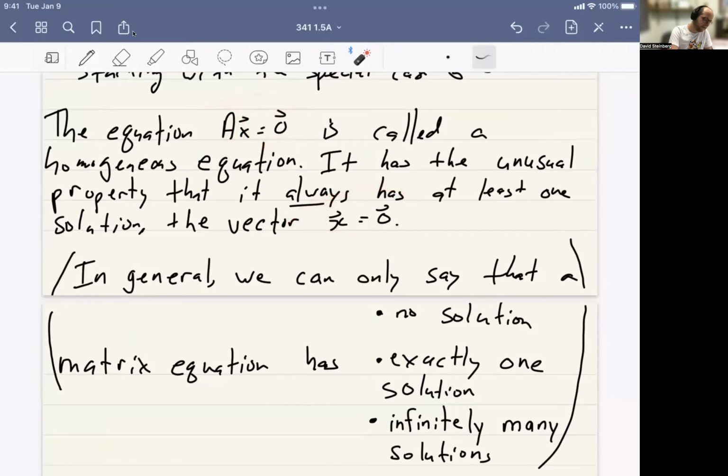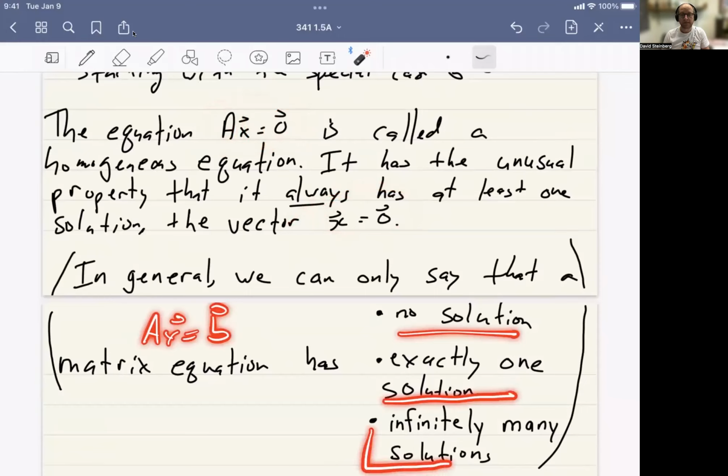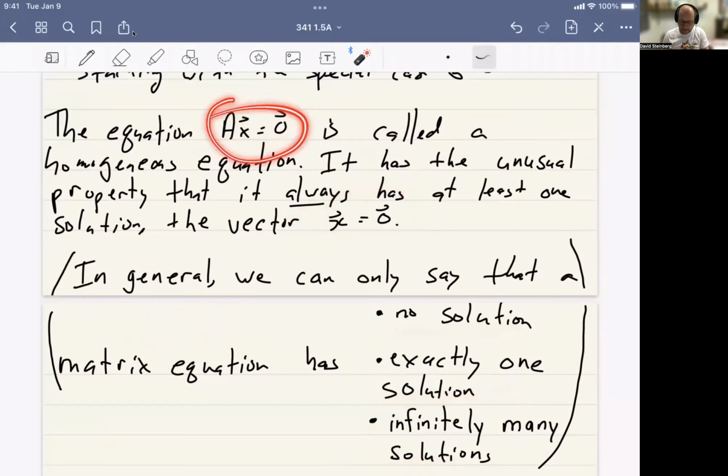And recall from section 1.2, in general, a matrix equation AX is equal to B either has no solution at all, exactly one solution, or infinitely many. Those are the three boxes each matrix equation comes in. For homogeneous equations, we can already eliminate no solution. Definitely it has one solution, it could have infinitely many, so we've reduced our possibilities from 3 to 2, which is significant.